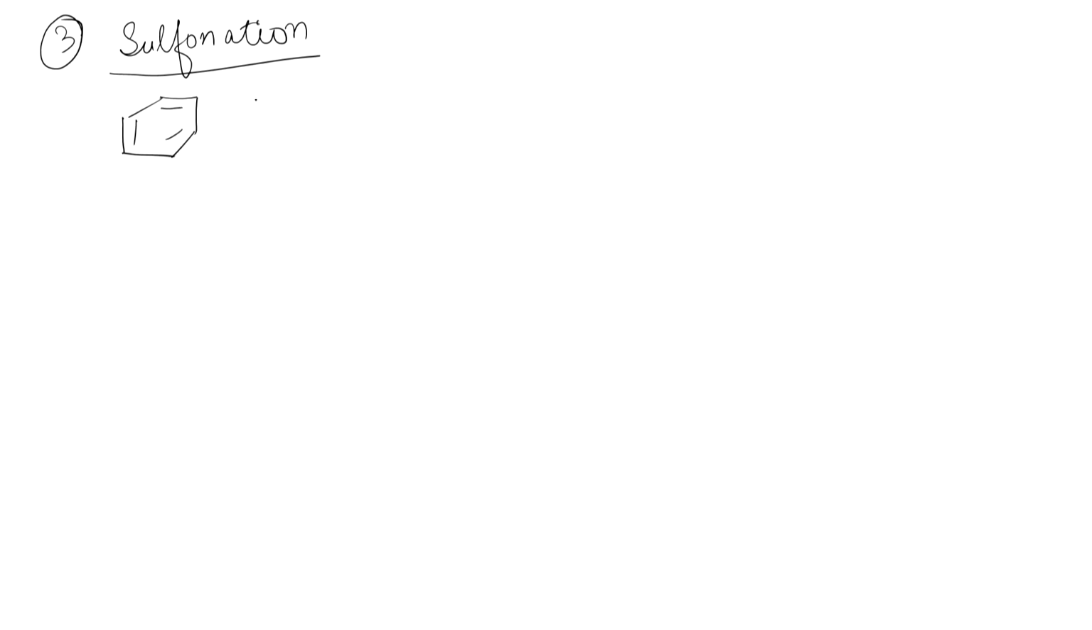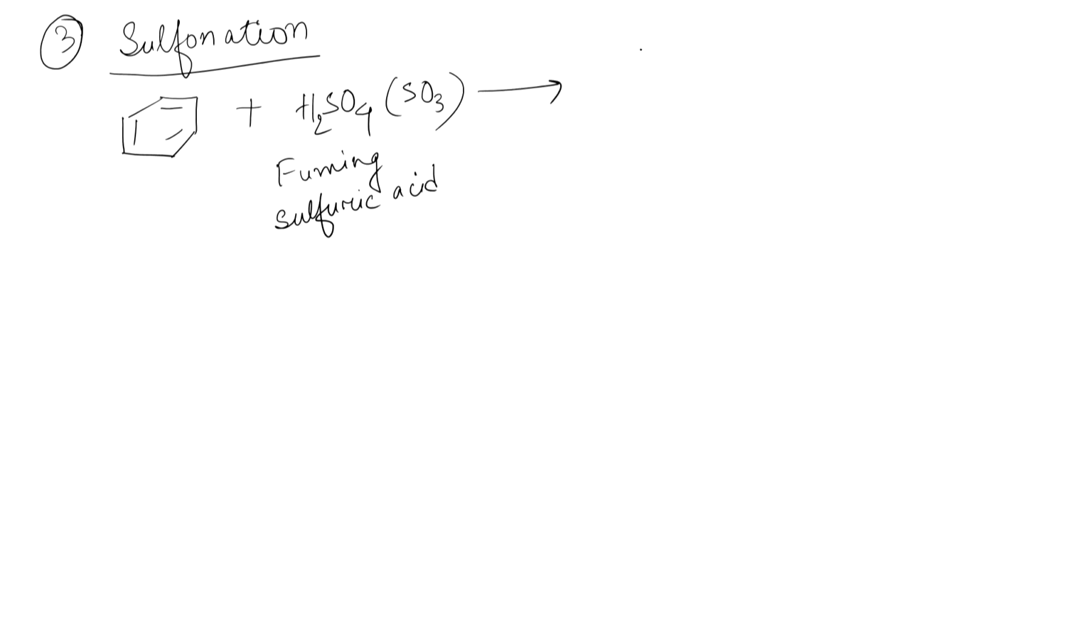So, we have benzene, and we add fuming sulfuric acid here. What is fuming sulfuric acid? Fuming sulfuric acid means SO3 added to concentrated sulfuric acid. Fuming sulfuric acid gives this. So, we will study its mechanism.